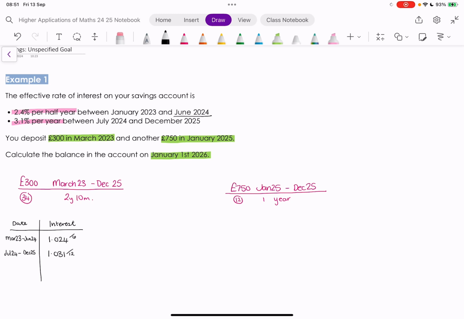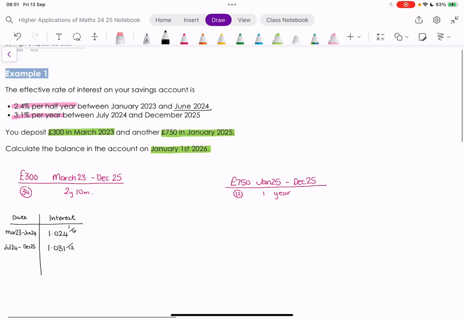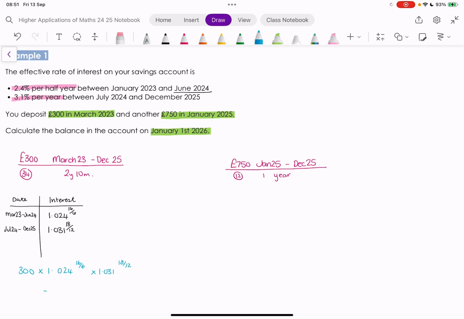So between March 23 and June 24, that is going to be 16 months. And then from July 24 to December 25, that's 18 months. That's a year and a half. Then we take our £300 and we multiply it by the two interest rates. And that's giving me a total of £334.56.